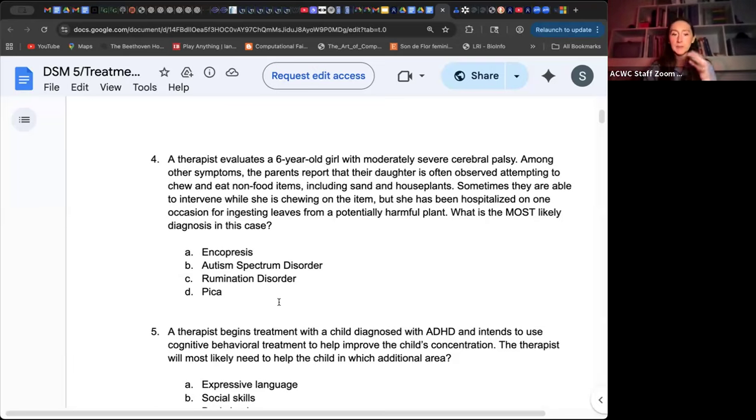But that's why I was bringing it up, because both of these have to do with eating and food. So that's why I was just pointing it out. Pica is like this one, right? They're going to eat non-food items, they're eating stuff. It can be very dangerous. Versus rumination disorder also has to do with eating, but they're regurgitating it and then will eat it again. They're chewing on what they regurgitated. So nice work on that one.